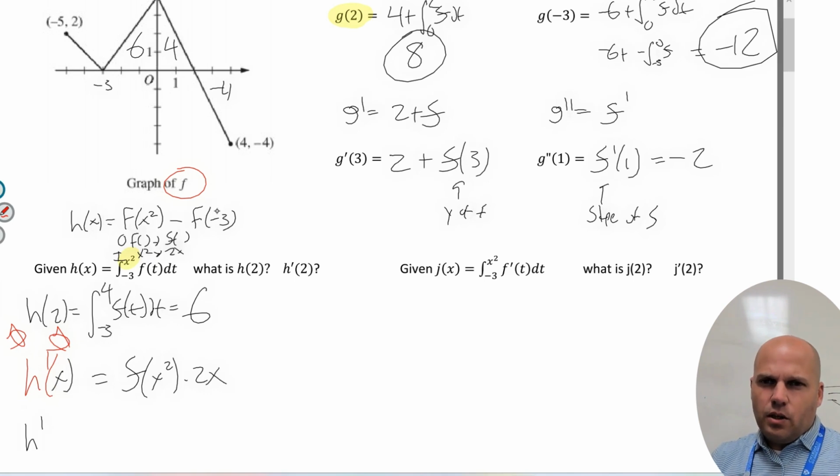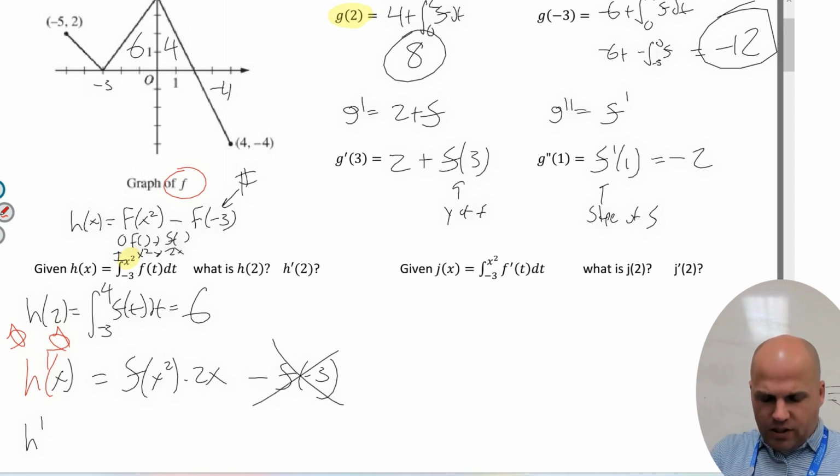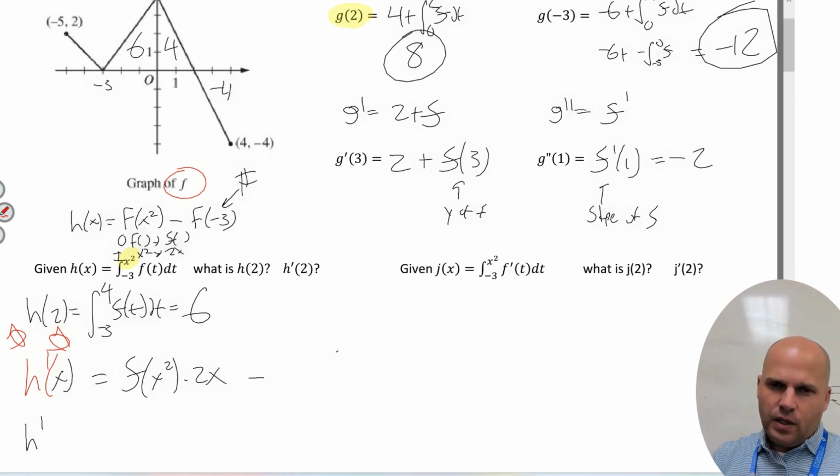And then, what's the derivative of F of -3? You might think it's regular f of -3, but not true. This is a number. It's like a value. It's a C value. Its derivative is 0. And that's another thing that's confusing to students.